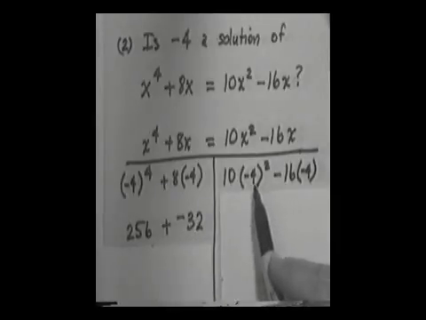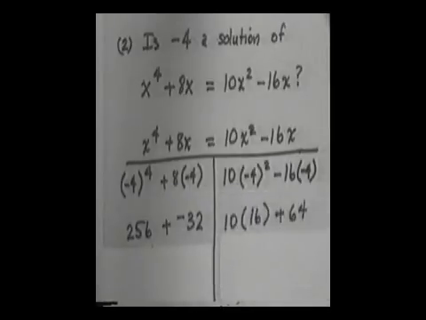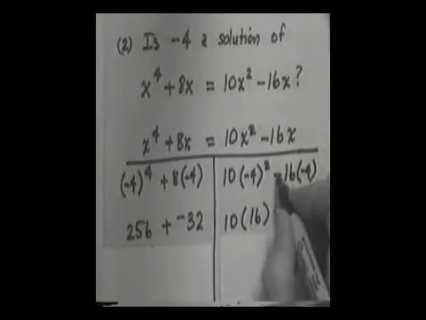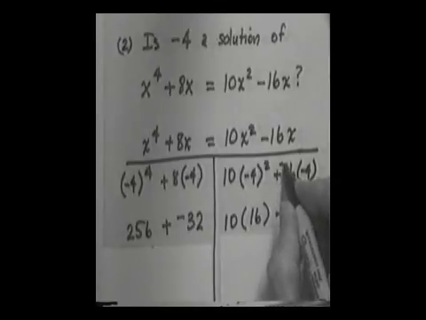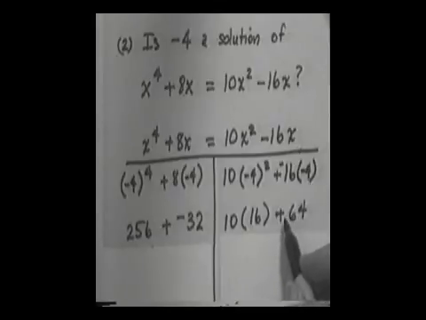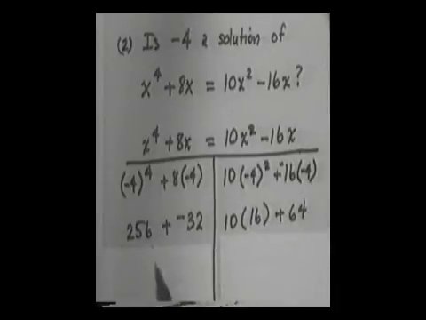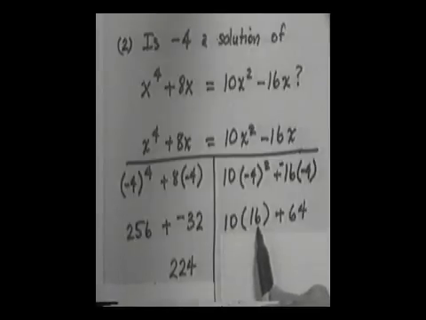On the right, the exponent applies to the -4. -4 times -4 is 16, and so we have 10 times 16. We have subtract 16 times -4, which means add -16 times -4, which is plus 64. On the left side of the wall, we're adding 256 and -32. That gives us 224. On the right side of the wall, we have 10 times 16, which is 160. Add 64.